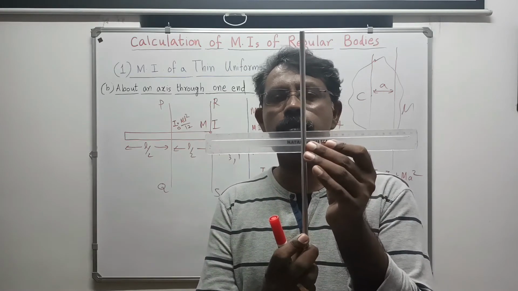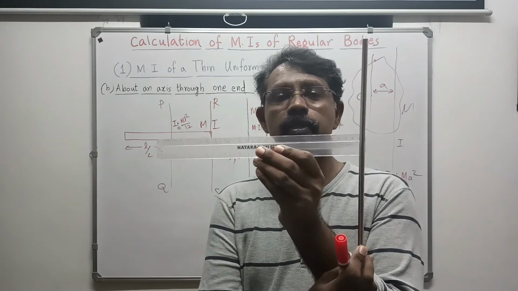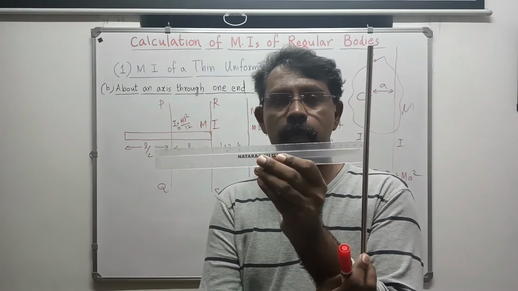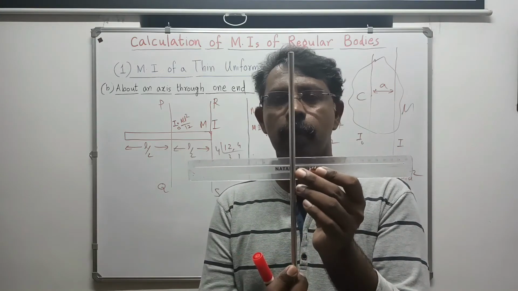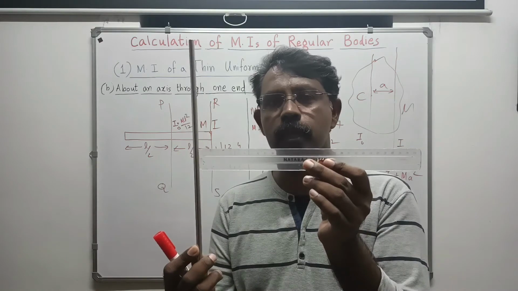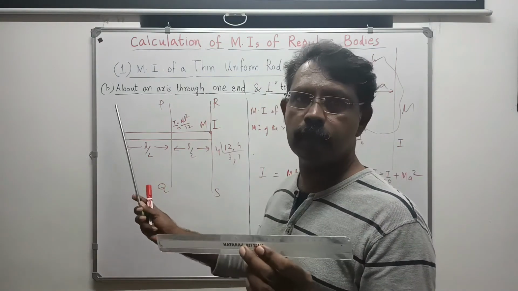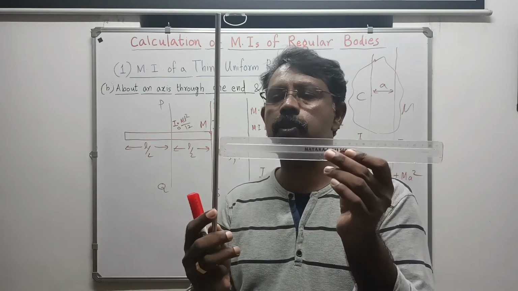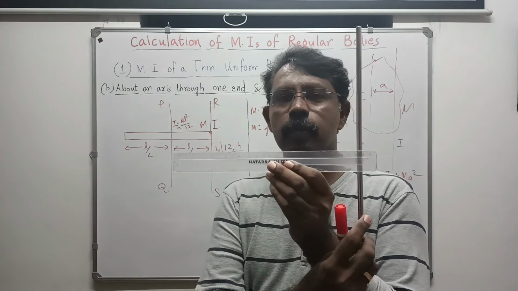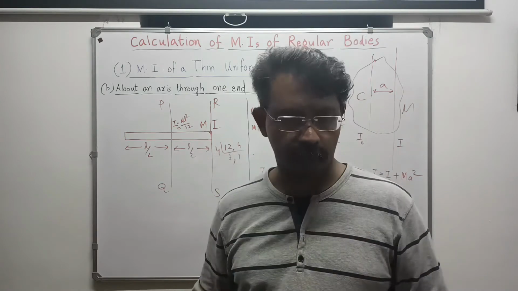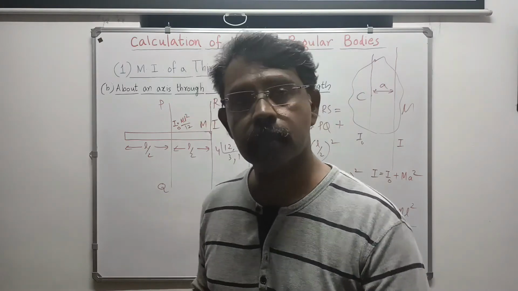What is the moment of inertia of this bar about this axis? This is ml squared by 3, where m is the mass of the scale, L is the total length of the scale. Then what is the moment of inertia of the same scale about this axis? That is same as this one. Whether I am taking the axis here or here, it will be the same. So here it is ml squared by 3, ml squared by 12, ml squared by 3. So the moment of inertia of this thin uniform rod is over.